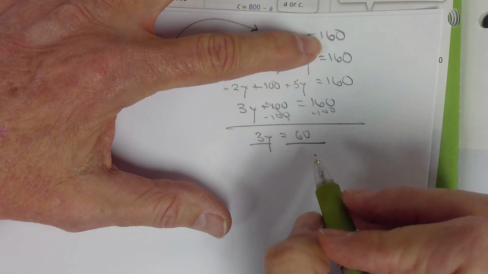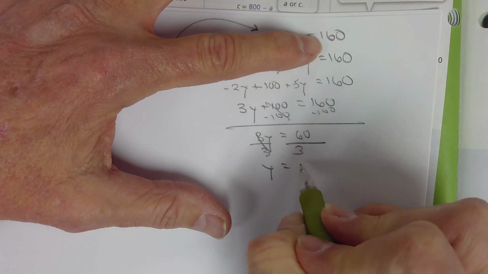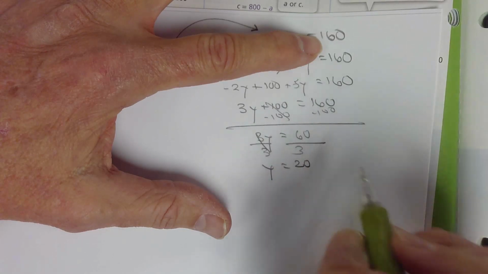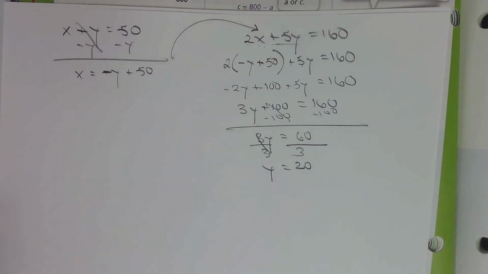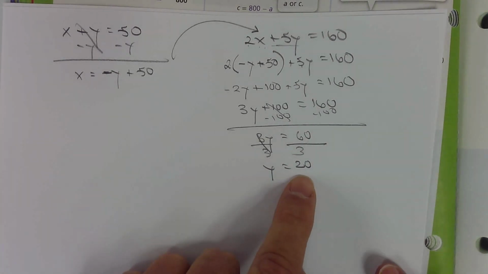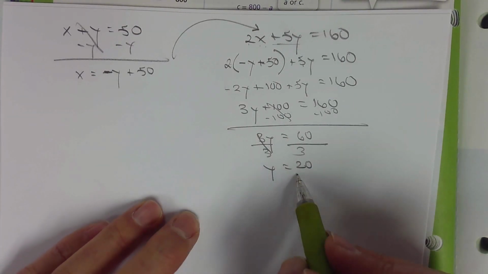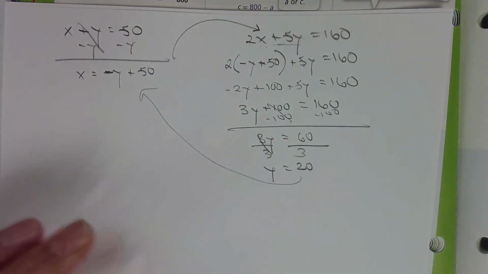Divide each side by 3. Y equals 20. All right, now I know what y is. Y is 20. Well, now that I know what y is, I can just take it and plug it in.